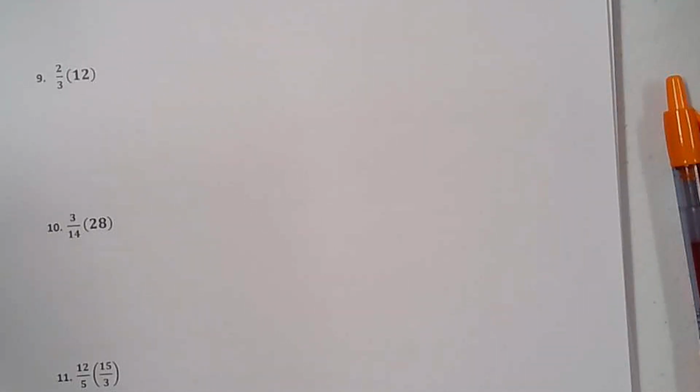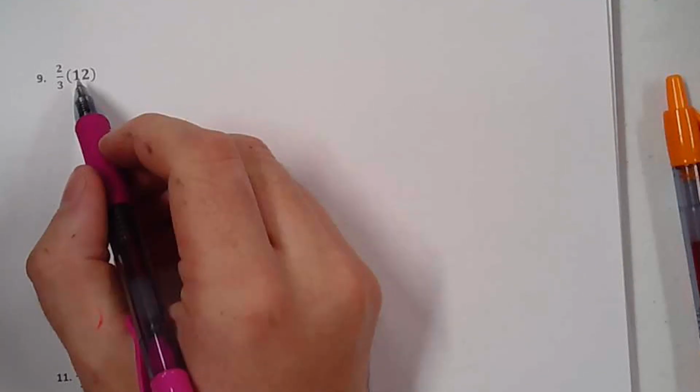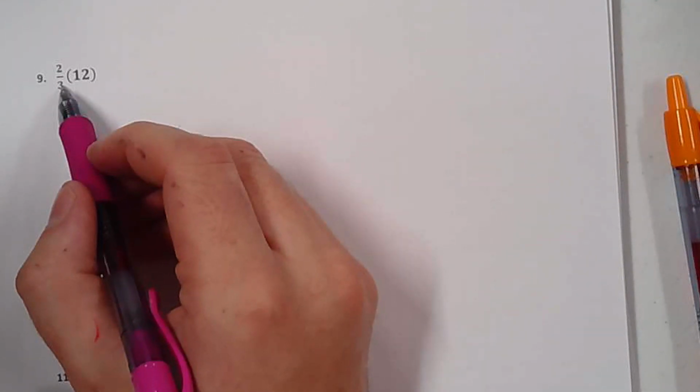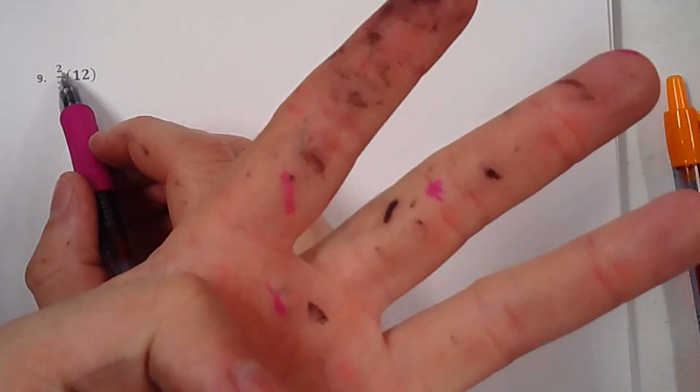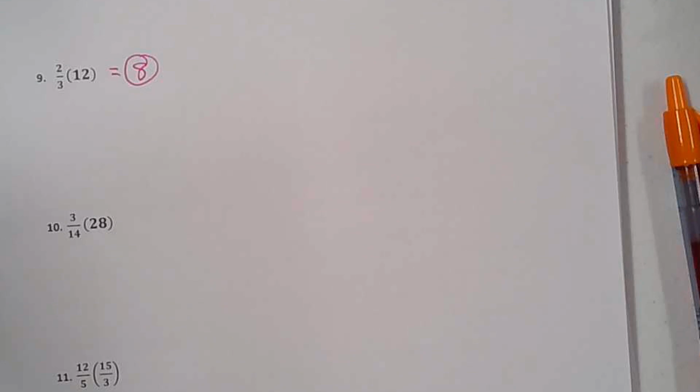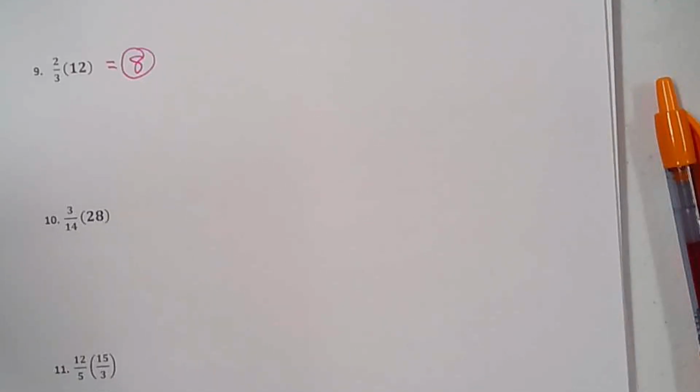Number 9. 2/3 of 12. Well, 1/3 of 12 is 4, right? So 2/3 of 12 is going to be 8. But let's think. We could do 12 times 2, which is 24, and then divide by 3. Or we could do 12 divided by 3, and then times 2. 8, right? Nice. Do you see how powerful this can be? Like, you were grabbing calculators last year for this stuff, which is embarrassing. Cool. Why don't they teach you this? I don't know.